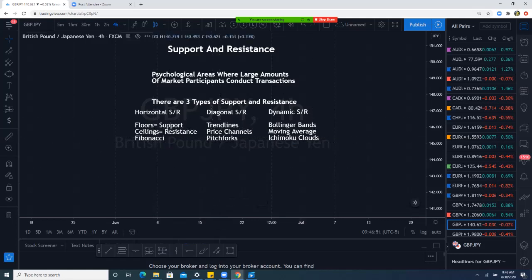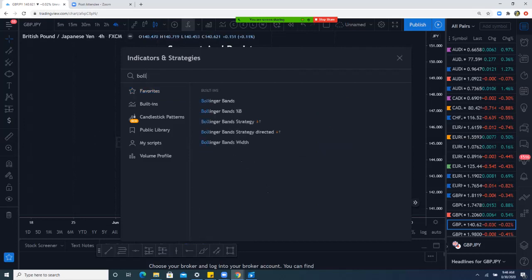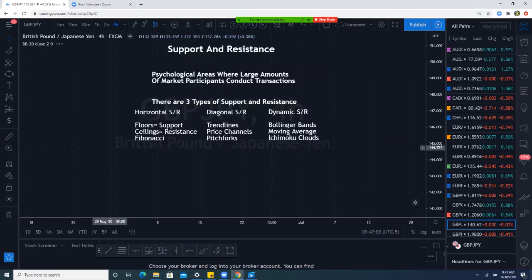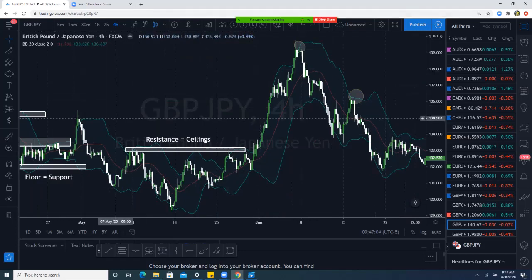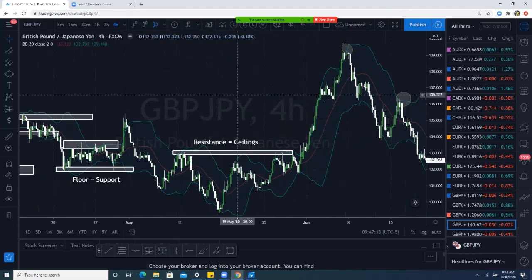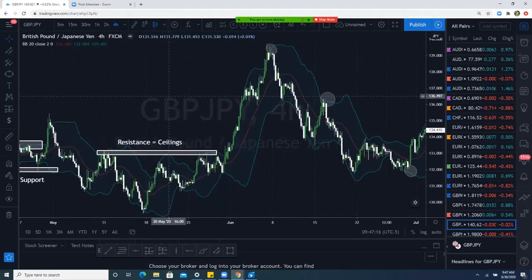So the first type of support resistance is going to be Bollinger Bands. So what I'm going to do, I'm going to go ahead and add Bollinger Bands to the chart so you can see it. So Bollinger Bands is one example of dynamic support resistance. You see how they curve and ebb and flow with the market. That's the characteristic of a dynamic support and resistance tool. So if you look here, these same swing high points happen to be, there was a trend line.